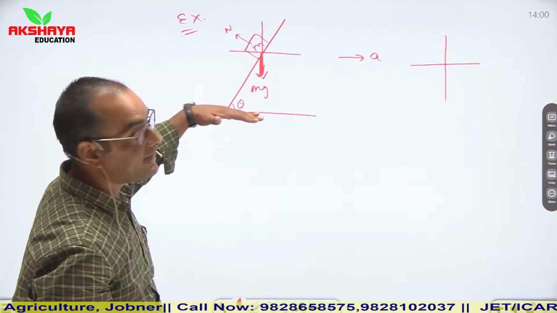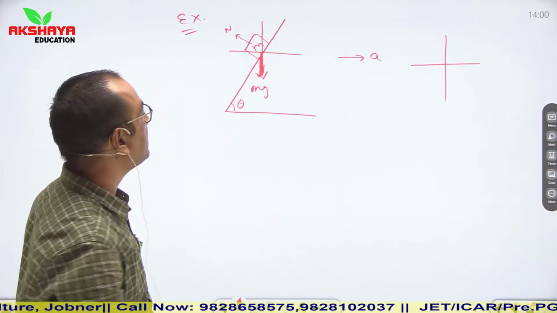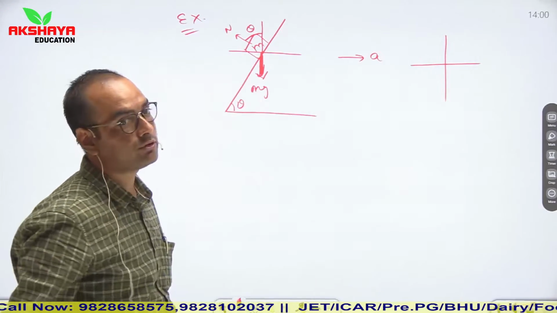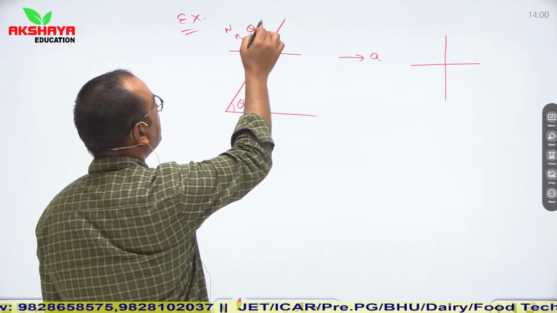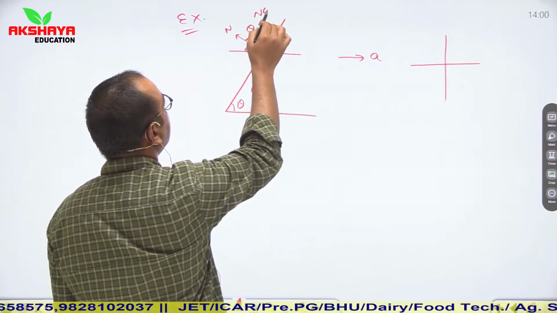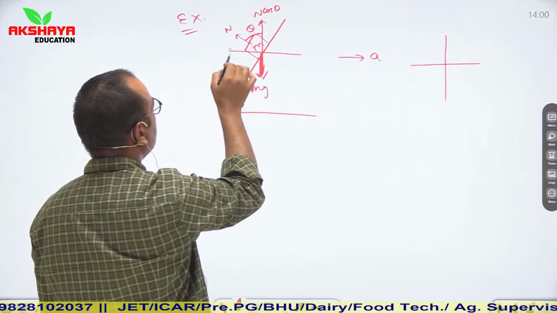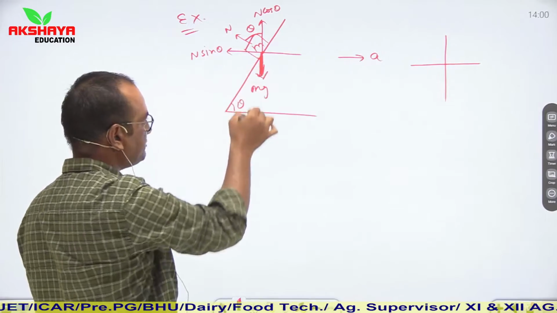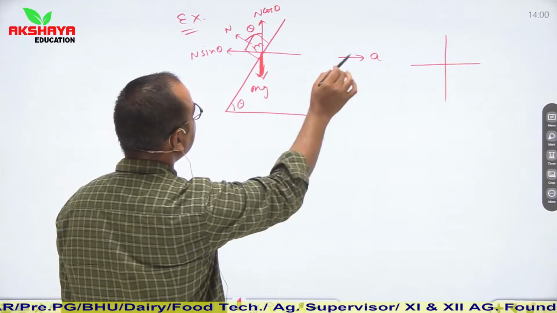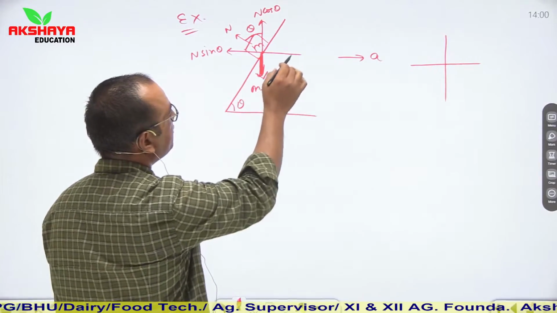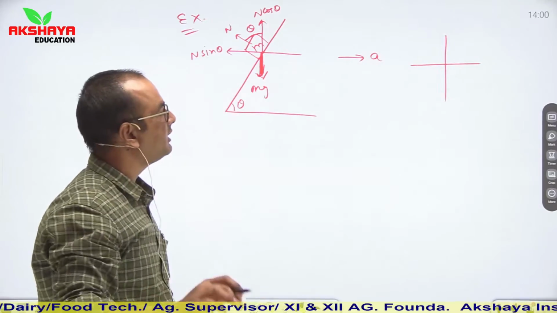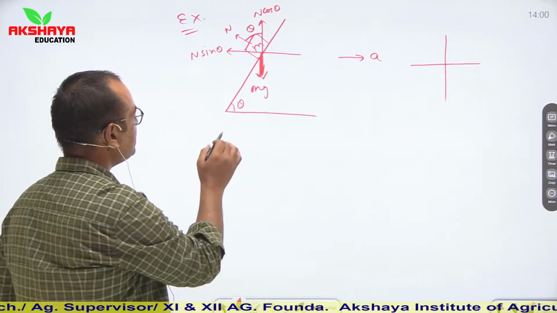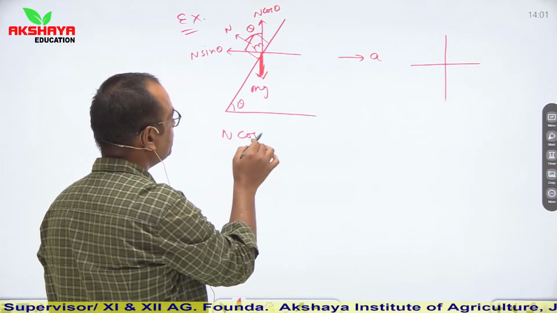If our plane is inclined by an angle theta, then this angle is also theta. This normal is also inclined by an angle theta. So this component is n cos theta, and this component is n sin theta. Mg is vertically downwards, and it is accelerating in this direction, so we will not make any component in the direction of a because there is no component. Now see, in balancing condition, n cos theta is equal to mg.